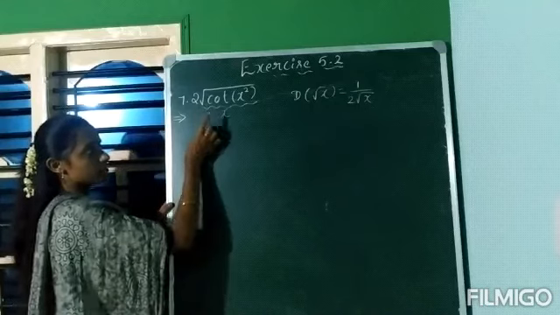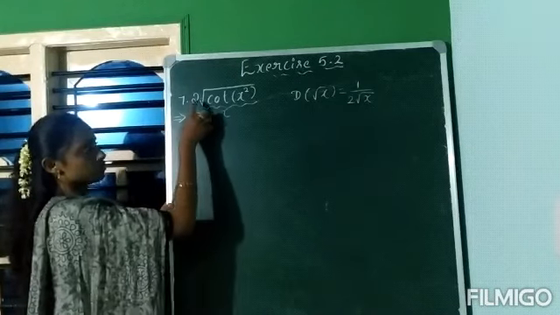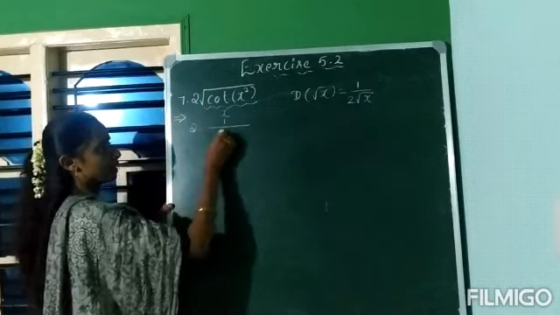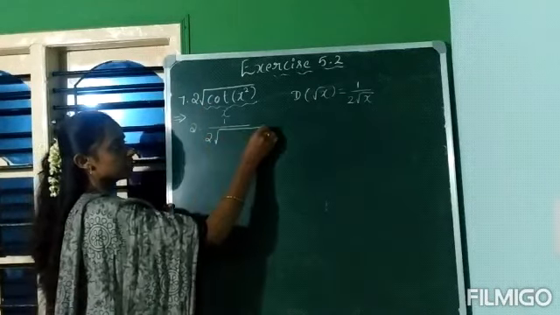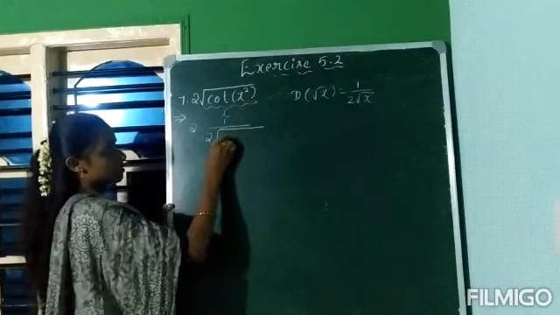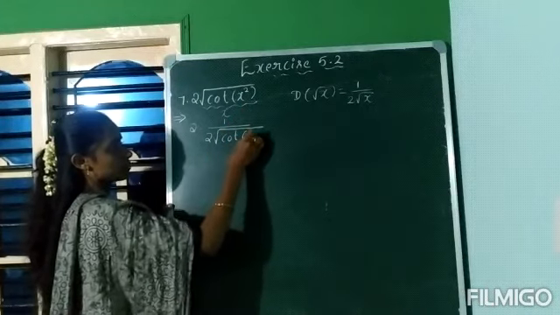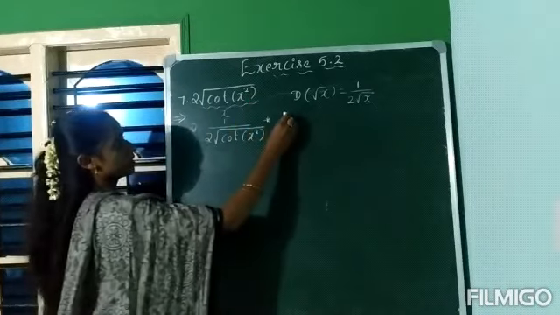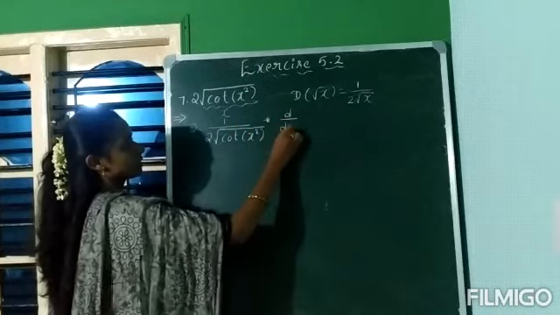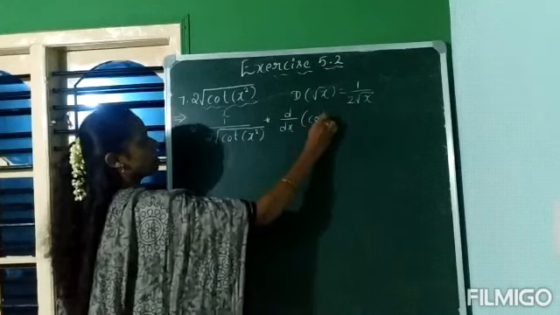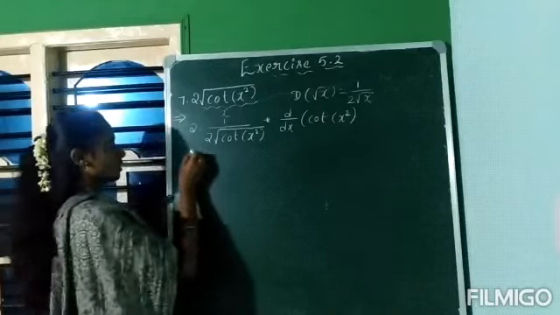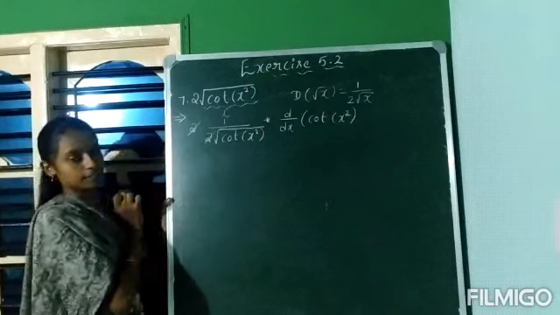So the derivative of this will be 2 into the constant as it is. The derivative of this is 1 divided by 2 root x, where x is nothing but this cot x square. Again you need to differentiate this inner function. Therefore d by dx of only cot x square. Clear? So now this 2 gets cancelled.